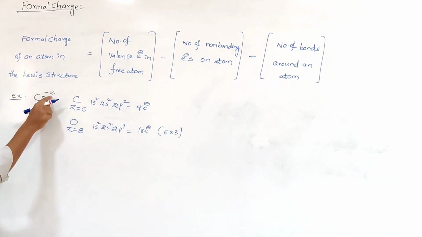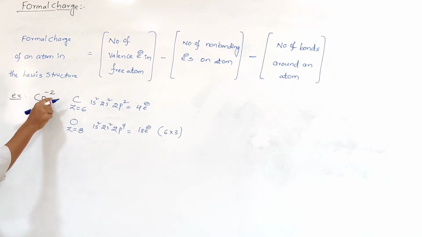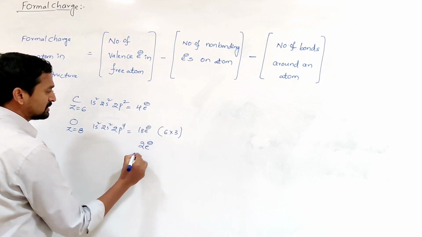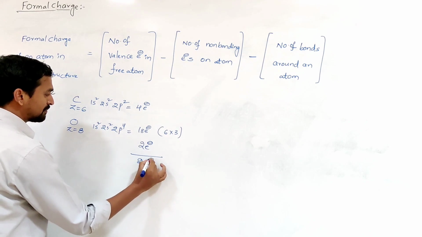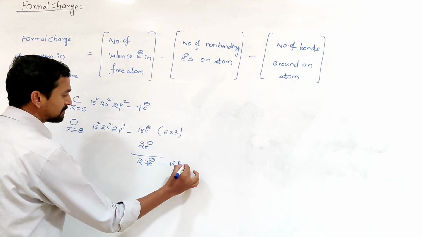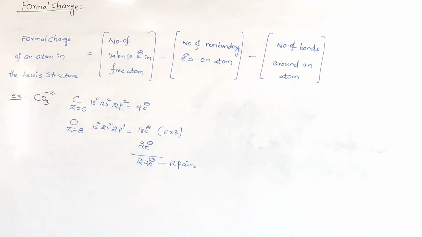And it is carrying the negative charge, that is -2. Whenever a negative charge is carried by an ion, we need to add the electrons. Here -2 is there, so we need to add 2 electrons, because of that negative charge. Totally 24 electrons are there. These 24 electrons mean 12 pairs. The 12 pairs we need to assign to the carbon and oxygen atoms.